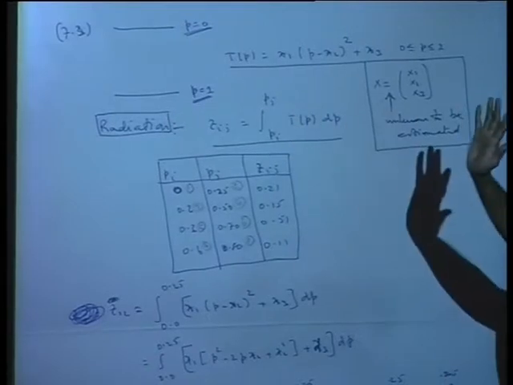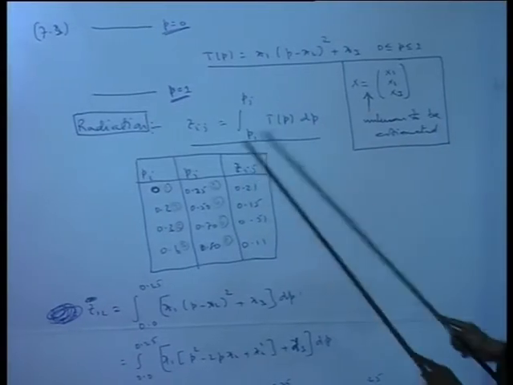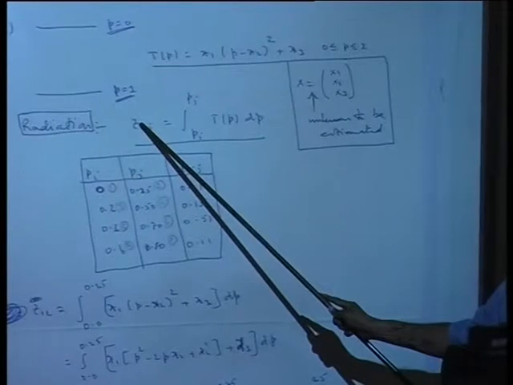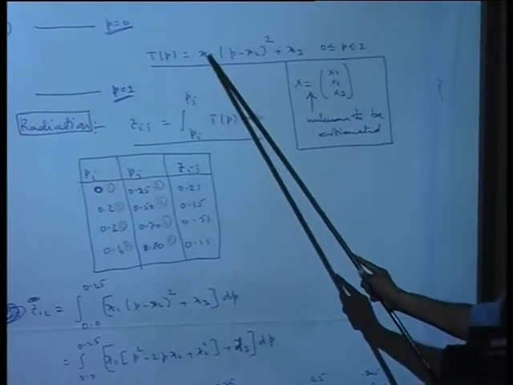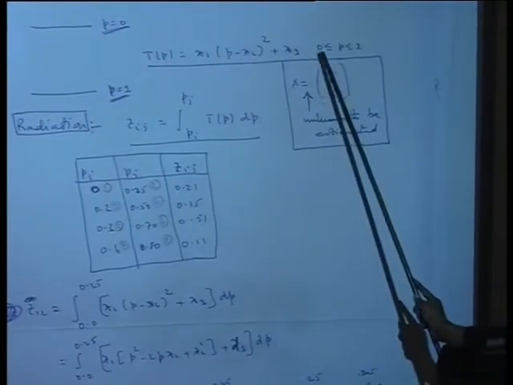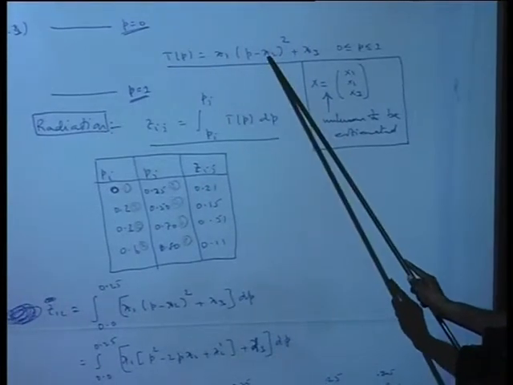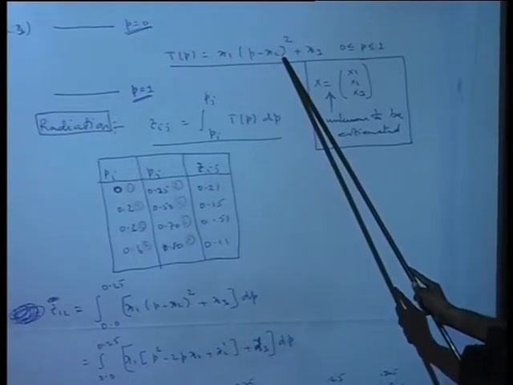How many of you have made it? Come on, guys. So the left-hand side is known. The right-hand side is a function of the parameters. It becomes nonlinear because x2 occurs as a square. So it's a nonlinear parameter problem.